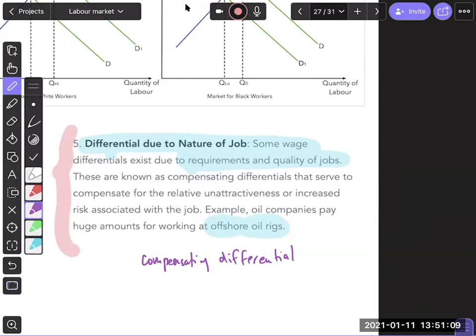So, guys, these are the reasons why people can be paid differently. It's a very popular exam question: why are some people paid more than others? And so, please prepare that.